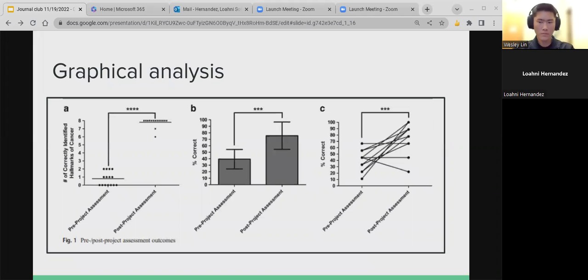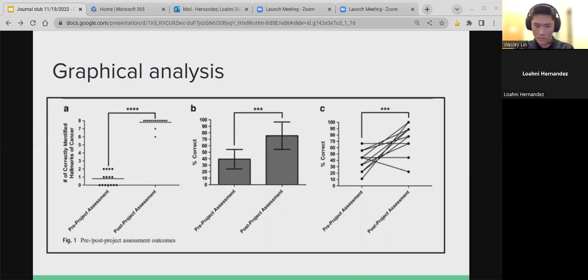So let's talk about this figure here. Looking at this graph, we can see the drastic increase between the pre-project assessment and the post-project assessment in both graphs. In all of these graphs, there's a large difference in the pre-project and post-project assessment percent of correctness and number of correctly identified hallmarks.